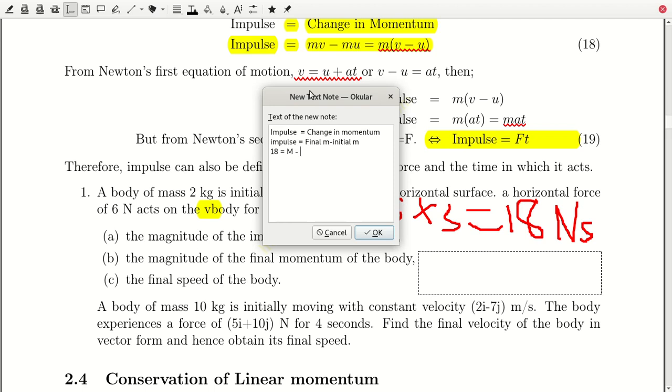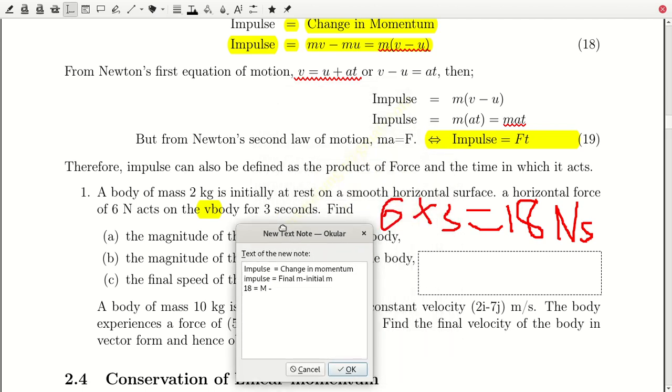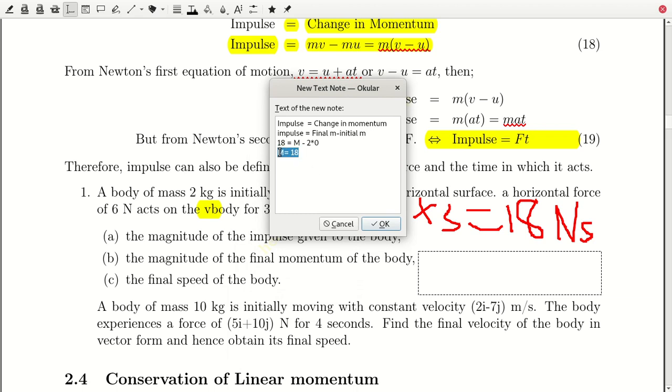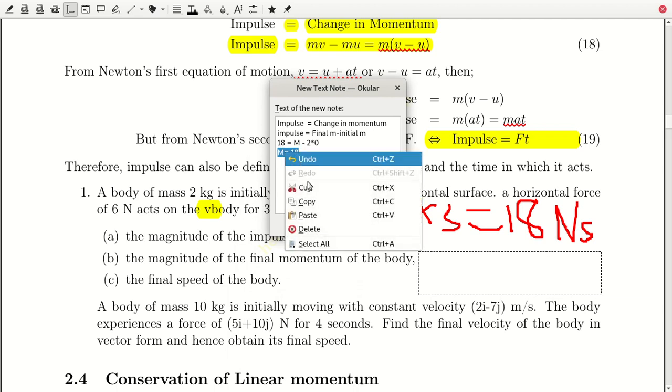But do we know the initial momentum? They are saying a body of mass 2 kilograms is initially at rest. So the initial momentum will be 2 times 0, which is 0, because it was resting. So if you simplify this, we end up getting the final momentum M as 18 Newton second.